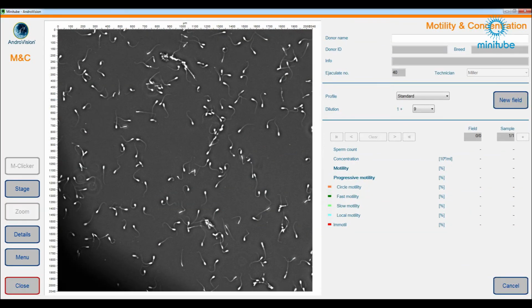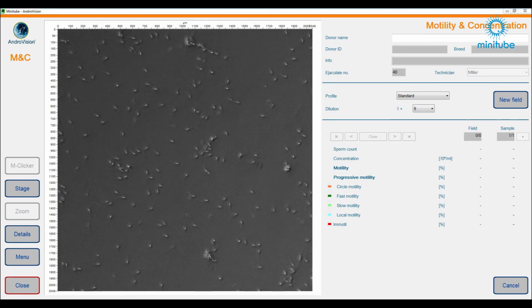This is how a picture looks whenever the condenser is not correctly centered. The light in the picture is not distributed evenly. This is how the sperm cells look if the phase contrast is not adjusted properly. The cells don't look as bright as normal and everything appears grayish. If this is the case, please readjust the phase contrast correctly.